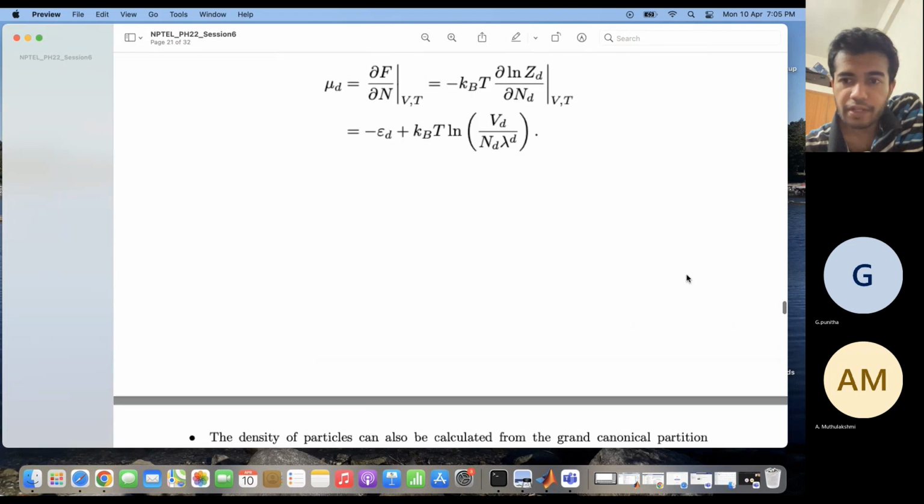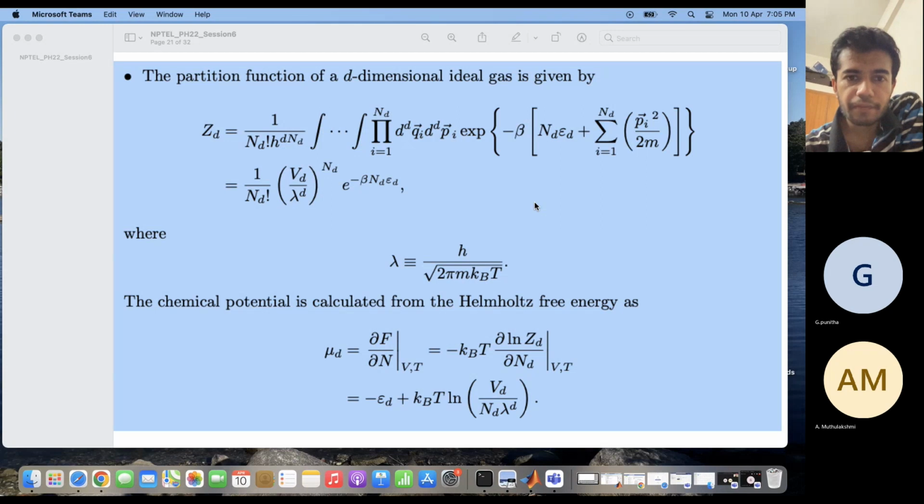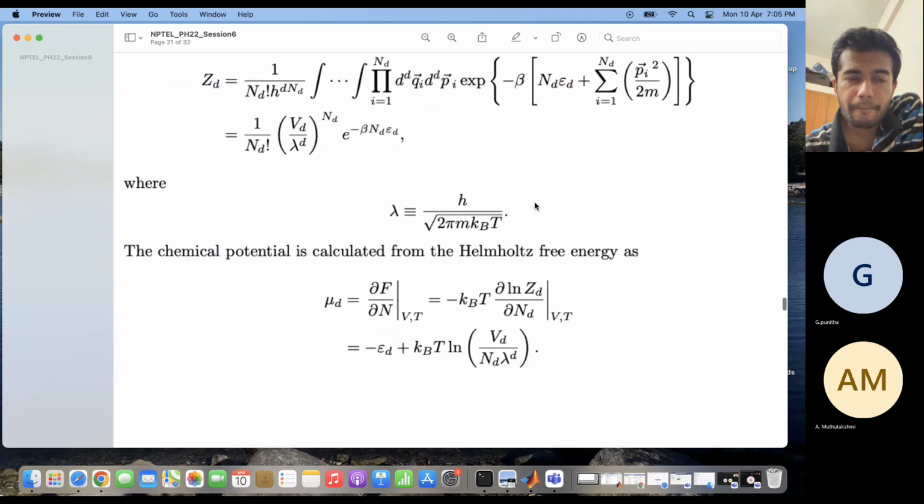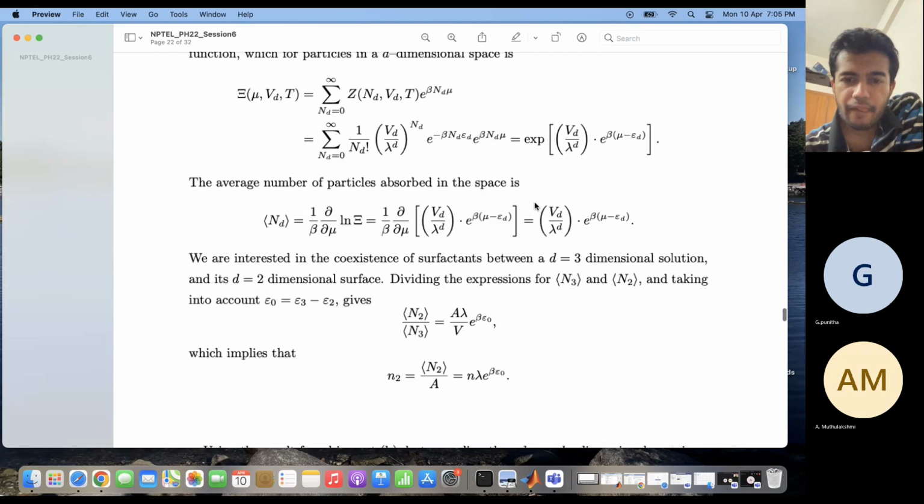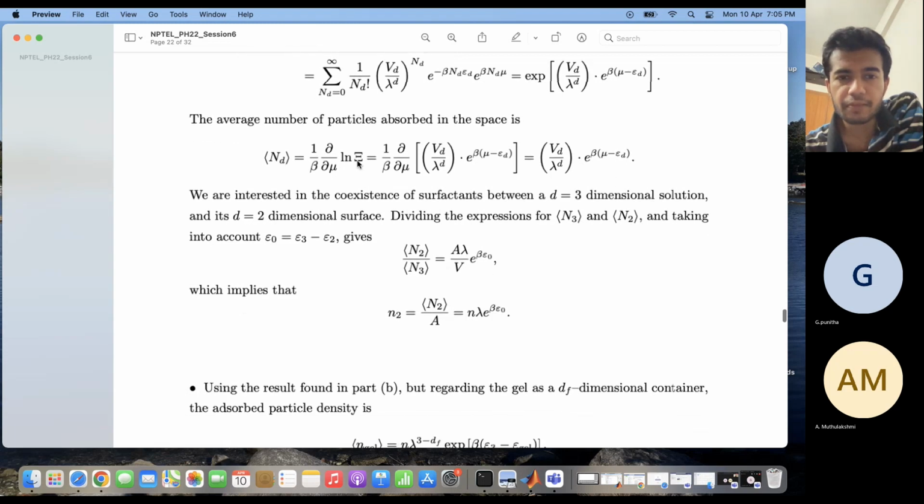Right, so Vd was a d-dimensional volume. So here it becomes the volume of the fluid, the three-dimensional volume. So this is V3 by lambda to the power 3 e to the power beta into mu minus epsilon 3. So that is equal to N3, and similarly N2 is equal to V2, that is the area in 2D, into lambda to the power of 2 into e to the power of beta into mu minus epsilon 2.